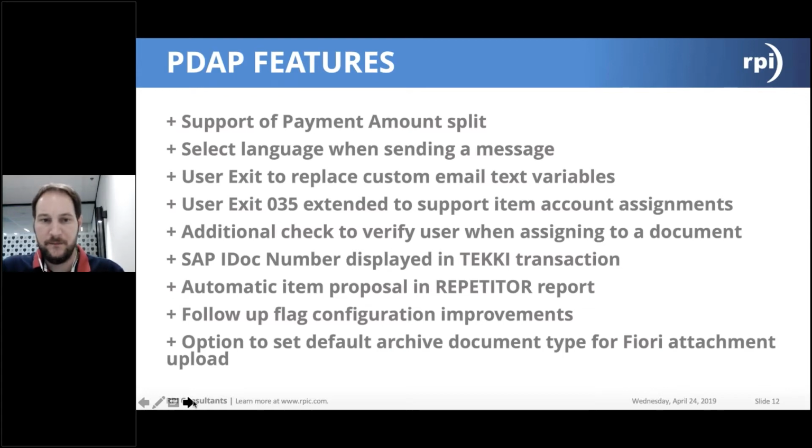Okay, another point is related to the item account assignments in invoices. With this user exit, we can limit the number of fields that we are showing, because now I think it shows all the fields. But with this user exit, for example for specific vendors, you can show just the GL account, net amount, cost center, and profit center, and hide all other fields.